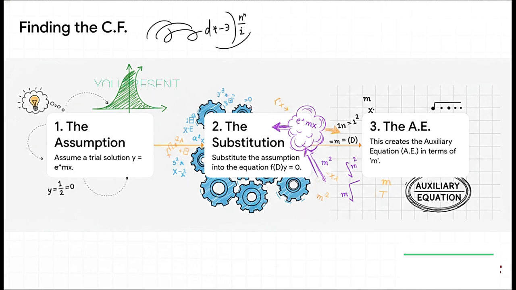Now, when we plug this guess back into our equation, something kind of magical happens. The e to the mx term just factors out completely, and it leaves us with a simple polynomial in m. And that is what we call the all-important auxiliary equation.